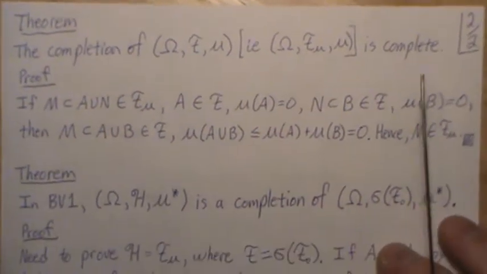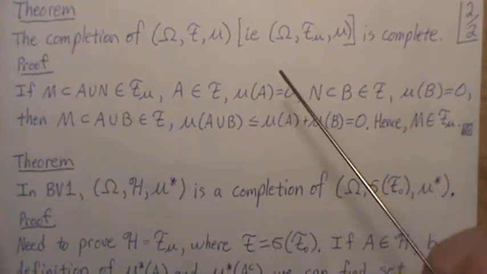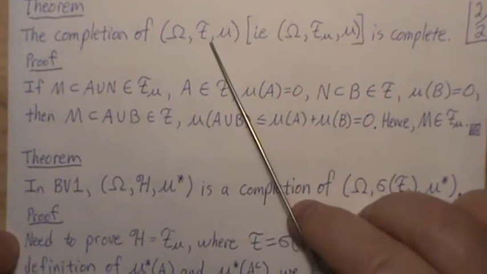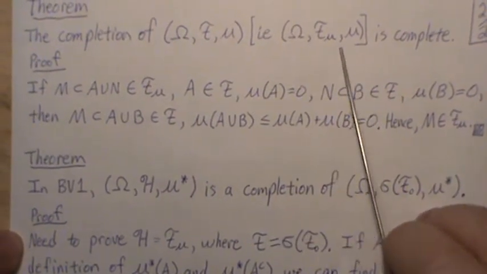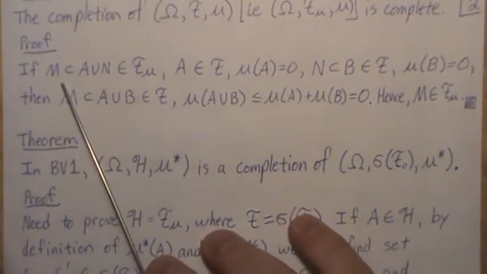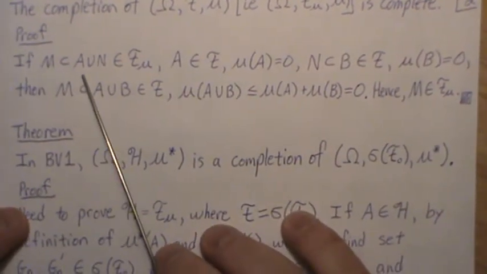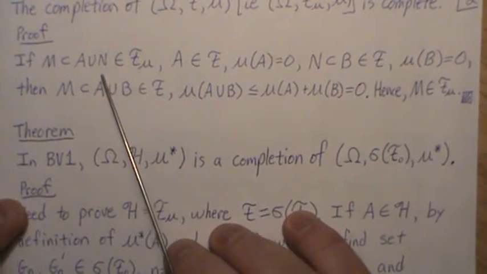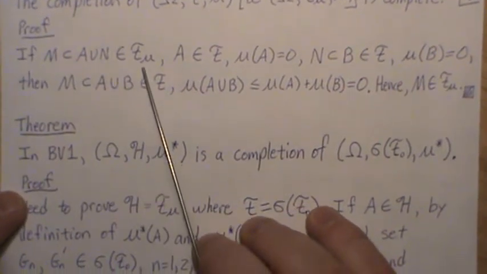Now let's look at a theorem here. The completion of this measure space is complete. So let's prove that. M is a subset of A union N, which is an element of this completion.